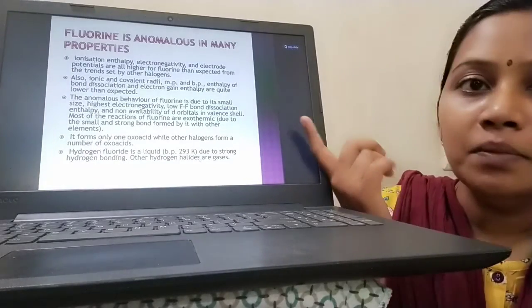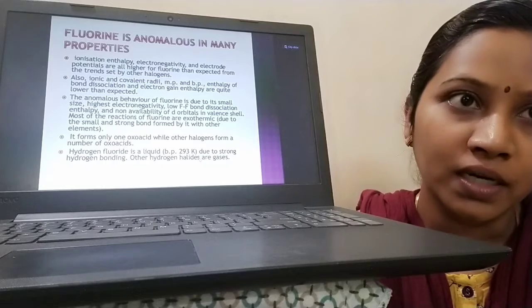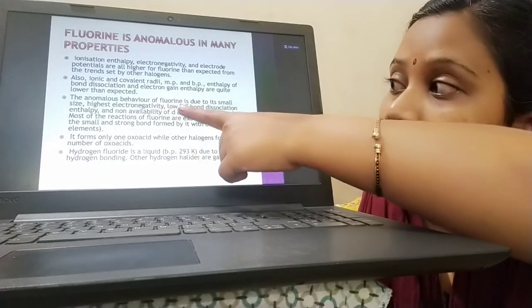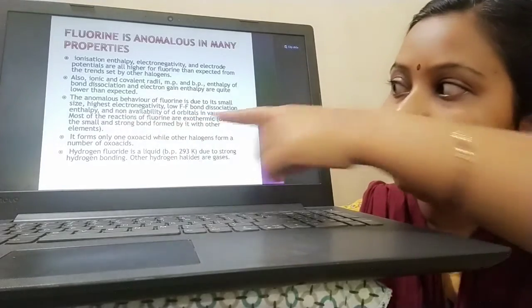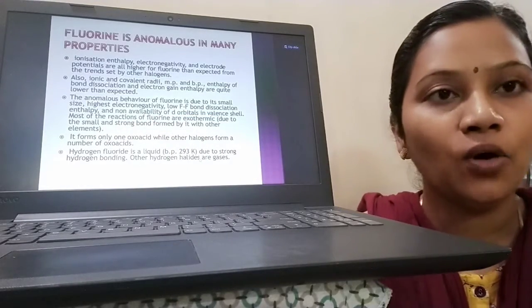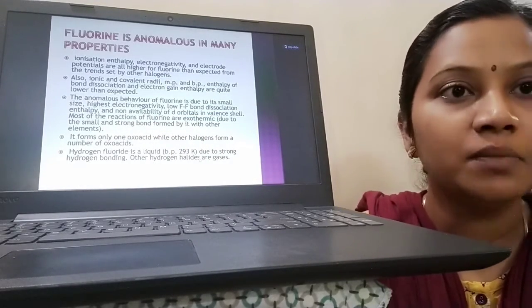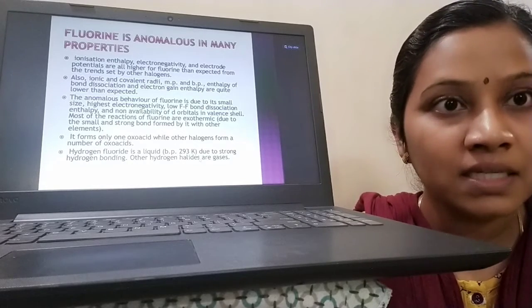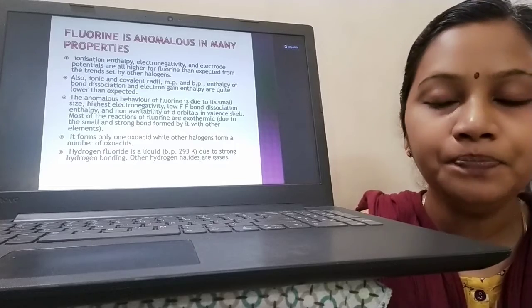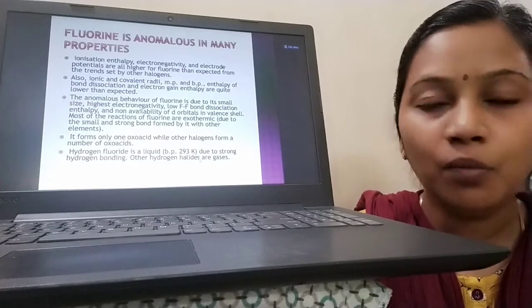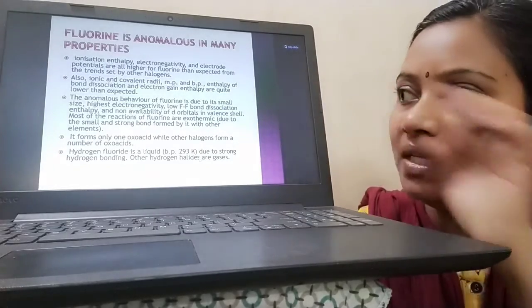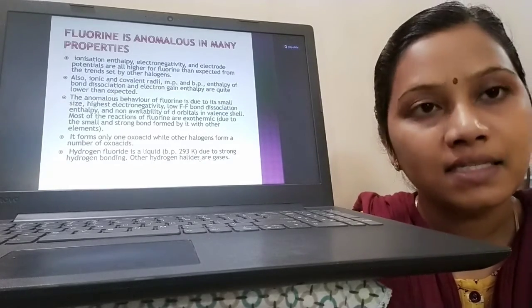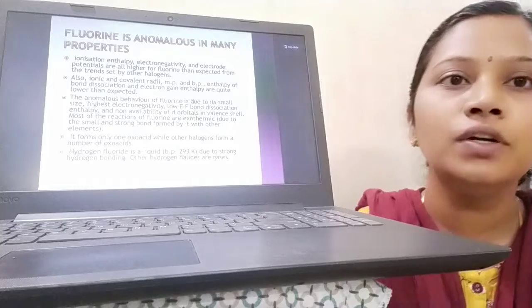Now, the main anomalous behavior of fluorine is because of its small size, high electronegativity, low F-F bond dissociation enthalpy, and there is no d orbital in the valence shell. So these are the properties which make fluorine exceptional. It is very small in size, no electrons in the d orbital, its F-F bond dissociation enthalpy is very low, and it has high electronegativity. This is nothing but the anomalous property of fluorine.